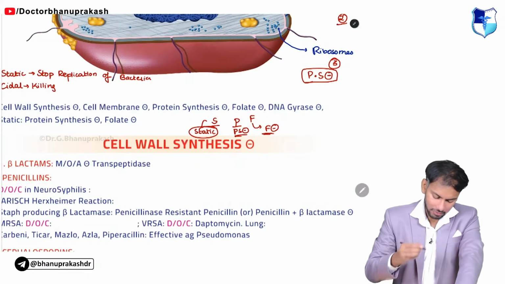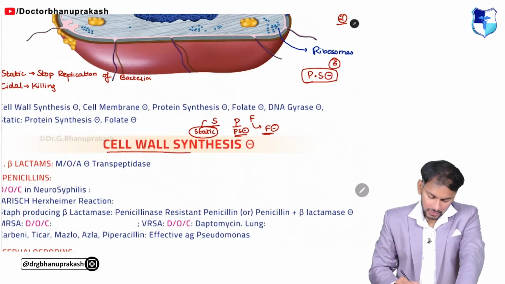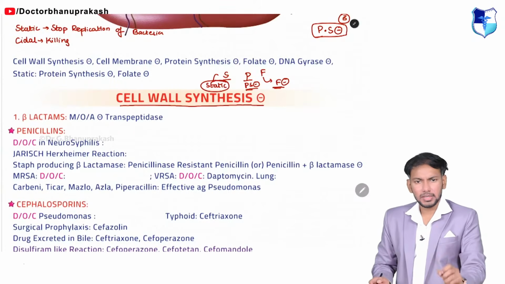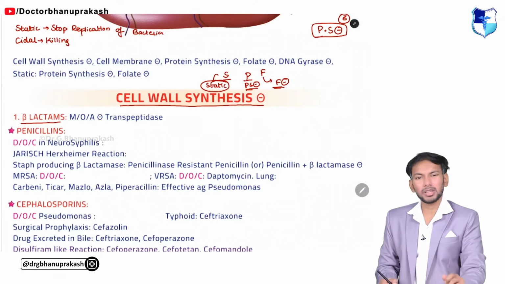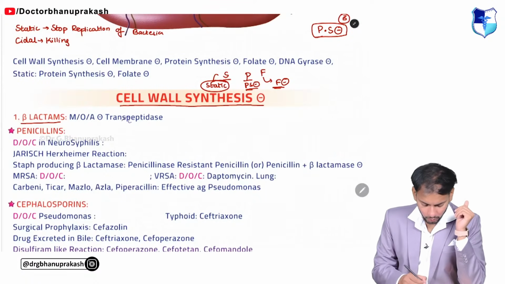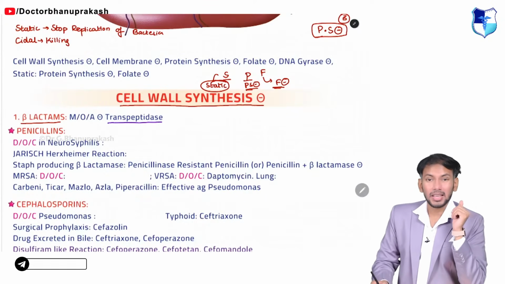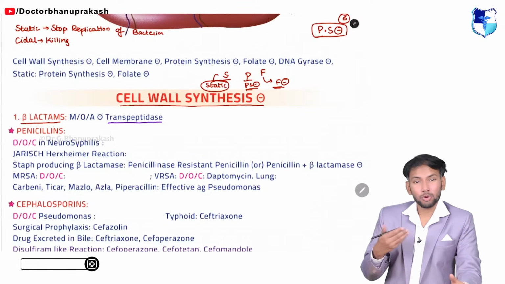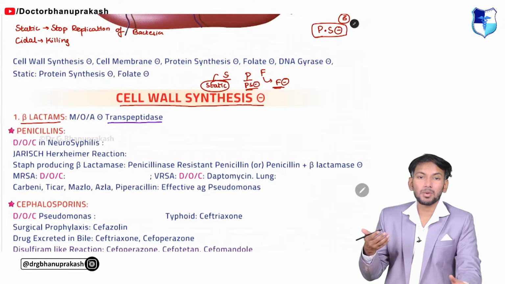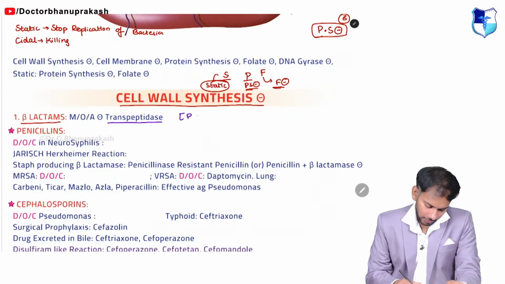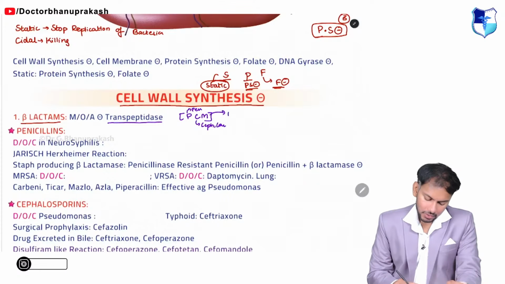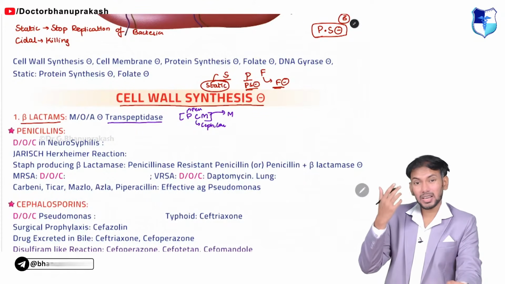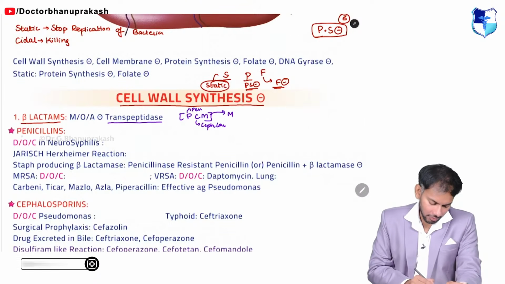Now, first let us start with cell wall synthesis inhibitors. In cell wall synthesis inhibitors, the first class of drug that we have is beta-lactam. How does it work? It works by blocking the cross-linking, that is what is known as transpeptidase. Yes, in this we have penicillins, cephalosporins, carbapenems, and monobactams. So you can remember it as PCM. P is for penicillin, C is for cephalosporin and carbapenem, M is for monobactam. That's all. So these are the drugs in beta-lactams. So first let us start with penicillins.